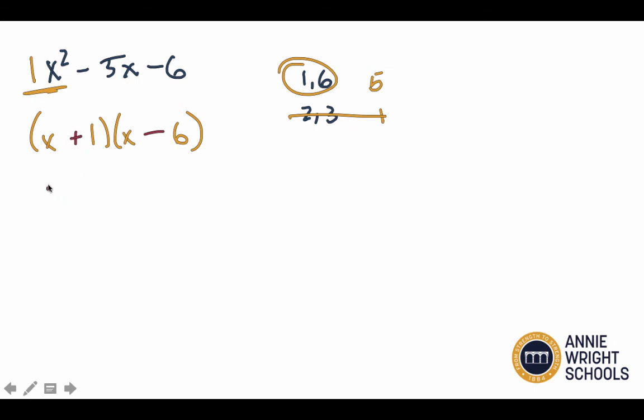When I multiply this out, x times x, x squared, x times negative 6, negative 6x, 1 times x, 1x, 1 times negative 6, negative 6. Because I made the bigger number negative, I'm going to get a negative 5x when I combine those like terms. If I had switched and had this be negative and this be positive, then I would have gotten a positive 5x, and that's not what I'm looking for. I'm looking for a negative 5x.